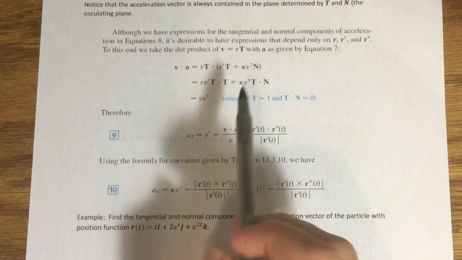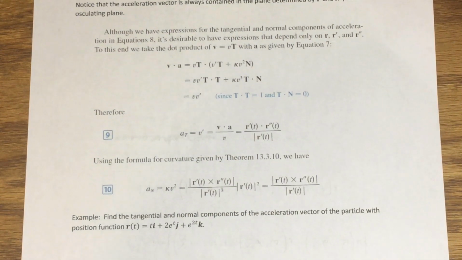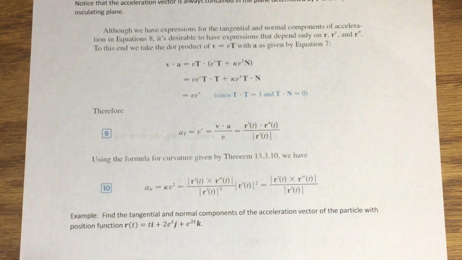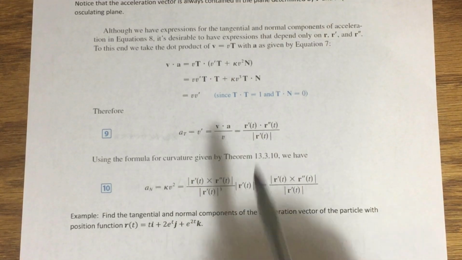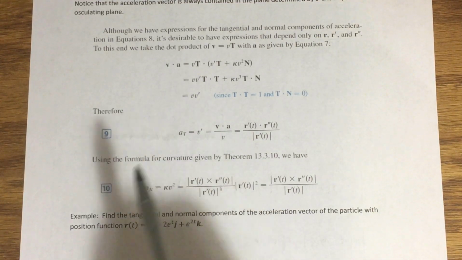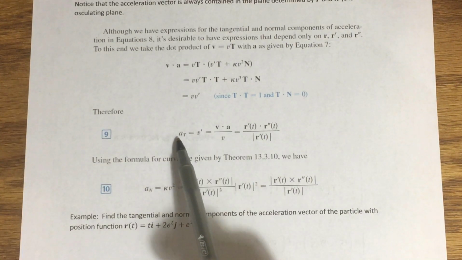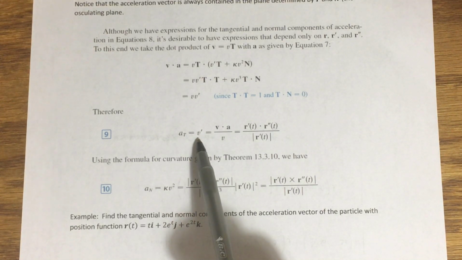Well, remember, t dotted with t, just like any vector dotted with itself, gives you the square of the magnitude of that vector. But the magnitude of the unit tangent vector is 1. So t dot t is equal to 1 squared, or just 1. The whole thing reduces down to v prime, where these v's represent the speed. Okay? Now, again, remember, our tangential component for our acceleration vector is v prime.